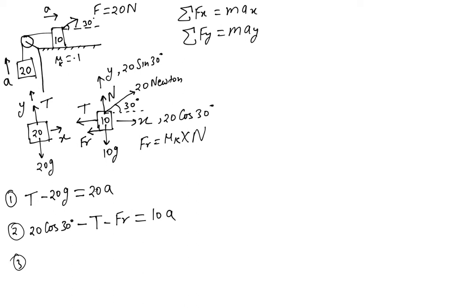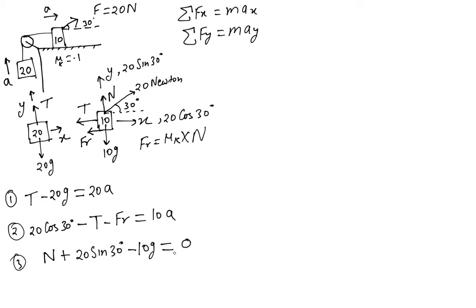Third equation in the y direction. So we are going to write this particular equation for the 10 kilogram mass. Well, N is pointing along the positive y-axis, plus 20 sine 30 degrees, but 10g is acting in the negative y direction, so it's minus 10g. This is the sum of forces in the y direction, and that should be equal to what? Well, it should be 0.